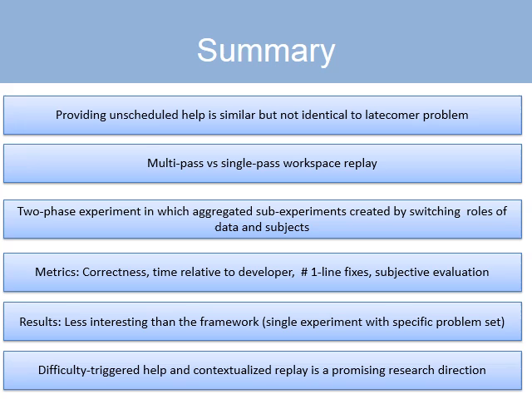Okay, so to summarize, providing unscheduled help is similar but not identical to the latecomer problem. And we had two choices there. Multipass and single pass. There's many choices. We looked at two choices. And if you're going to evaluate multiple choices in this situation, one way to do that is to have this two-phase experiment. And the metrics that you might use are correctness, time relative to developer, number of one-line fixes, subjective evaluation.